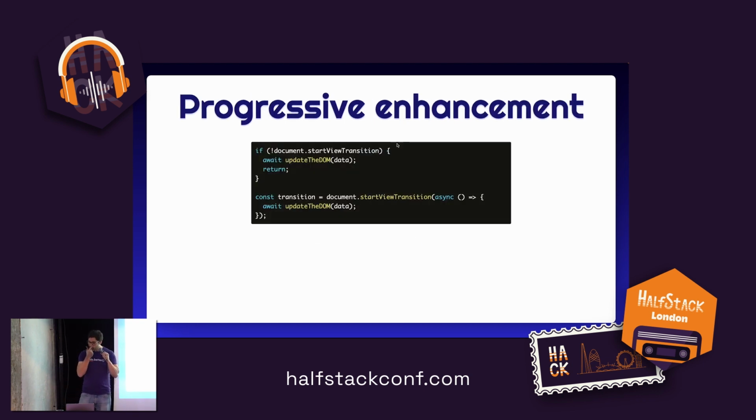Now, one final thing, of course, is progressive enhancement. We've mentioned that a couple of times today. This is something you can progressively enhance. You definitely don't want to wrap all of your code around a document start view transition, because if it doesn't exist in the browser, it's going to break everything. So you can simply detect the existence of start view transition and use it if possible. Otherwise, just update as you normally would. There's also more on that in Jake Archibald's article too.